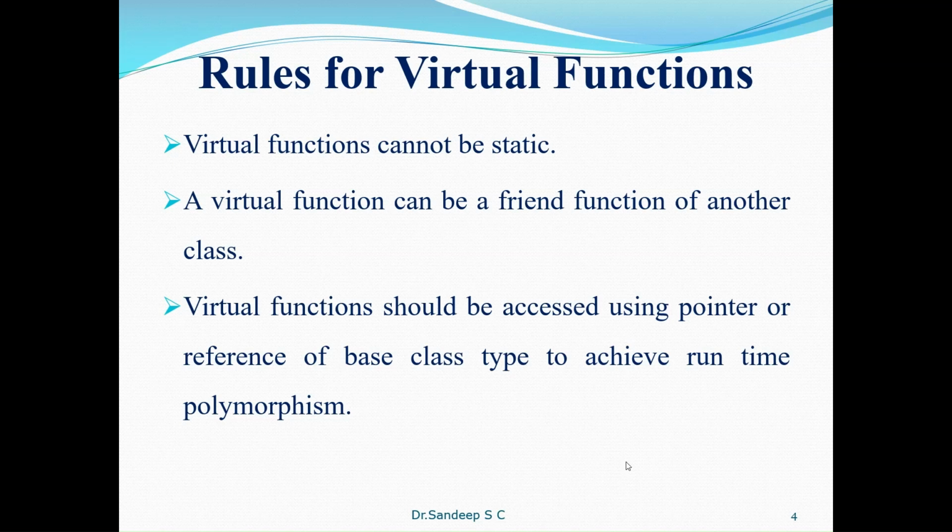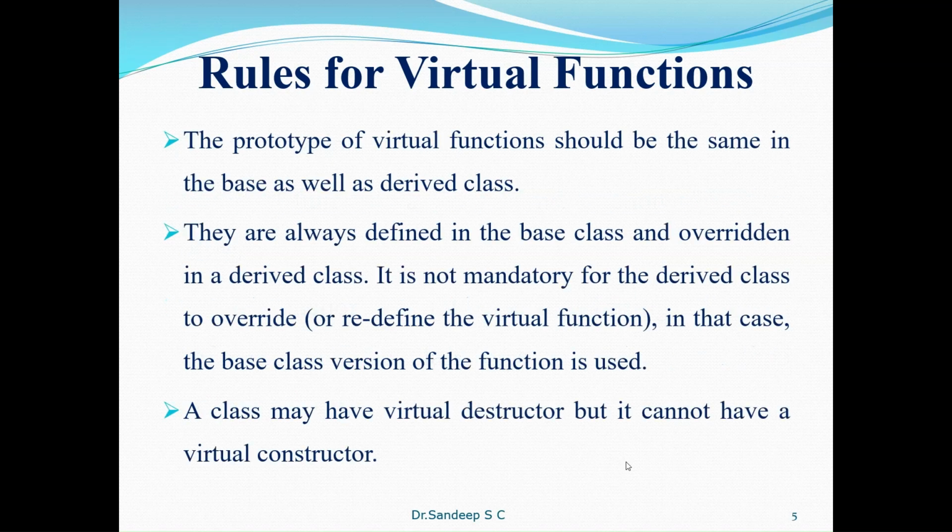This is important. We are not accessing a virtual function using an object, rather we'll be using pointers to access virtual functions. Only then will we achieve runtime polymorphism and get the advantage of virtual functions. Then the prototype of a virtual function should be the same in the base as well as the derived class, because when we expect it to be overridden in the derived class, the prototype should be the same in base and derived class.